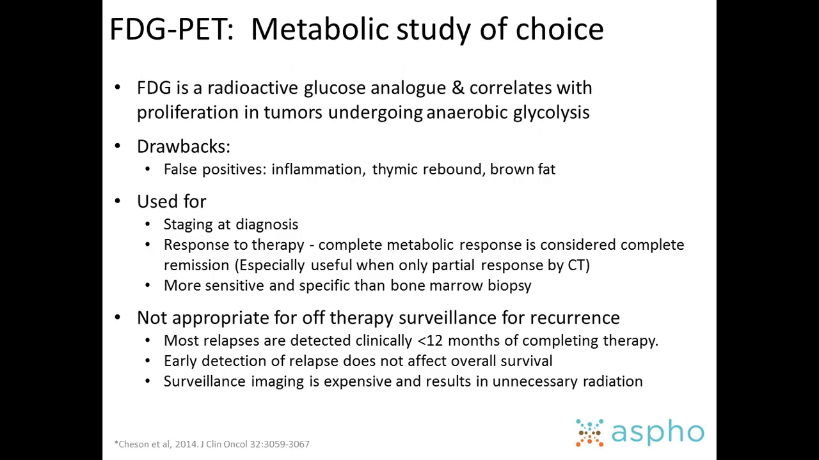So about FDG PET, FDG is a radioactive glucose analog. It correlates with proliferation in tumors undergoing anaerobic glycolysis. There are some drawbacks to it. You do get false positives, including inflammation, thymic rebound, and brown fat. But we currently use it for staging at diagnosis and in response to therapy. Currently, based on the 2014 Lugano classification, a complete metabolic response is considered complete remission.